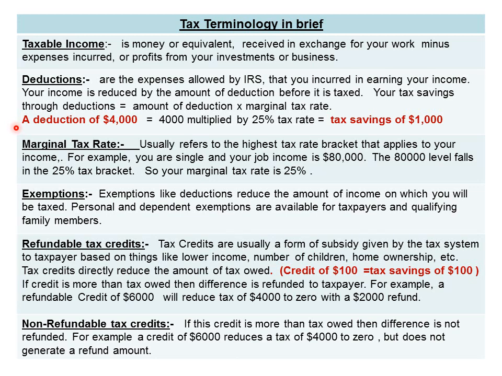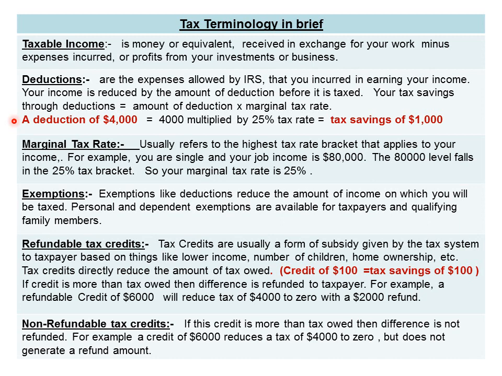Your tax savings through deductions is equal to the amount of deduction multiplied by marginal tax rate. The deduction of $4,000 equals $4,000 multiplied by 25% tax rate, which is a tax savings of $1,000.